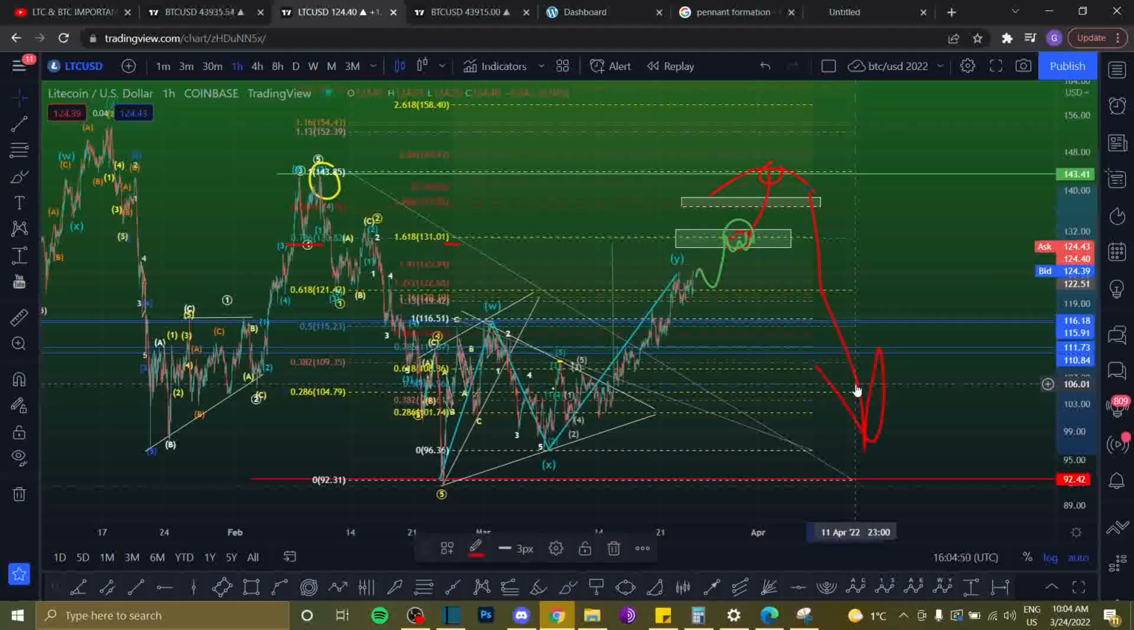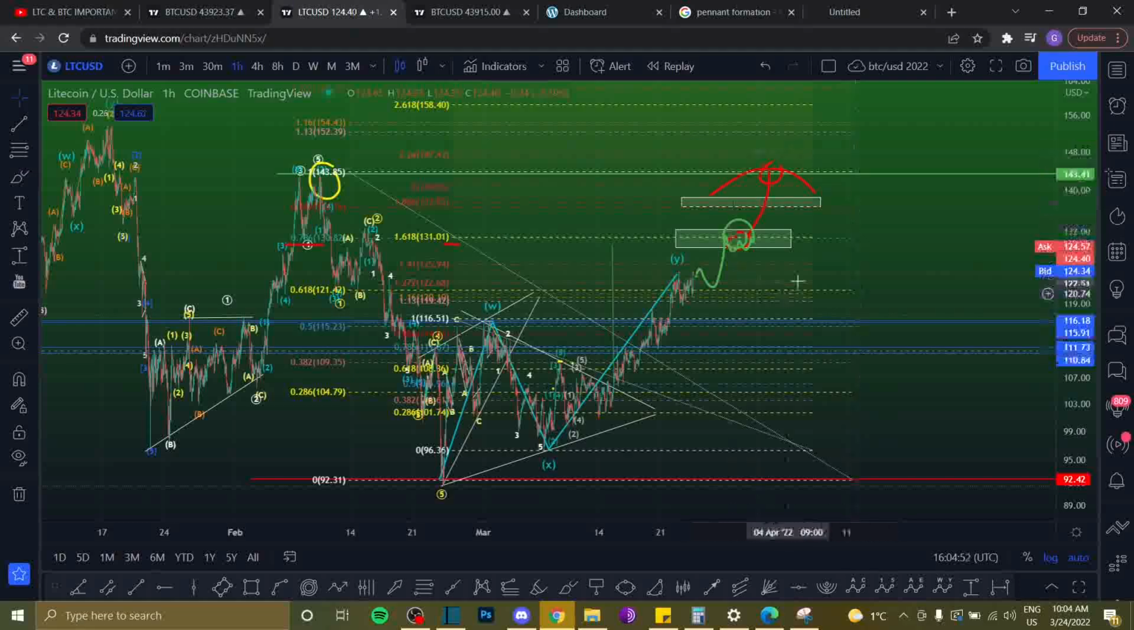Ignore this big arrow that I drew right here. This was for a previous analysis showing you the possible scenarios.